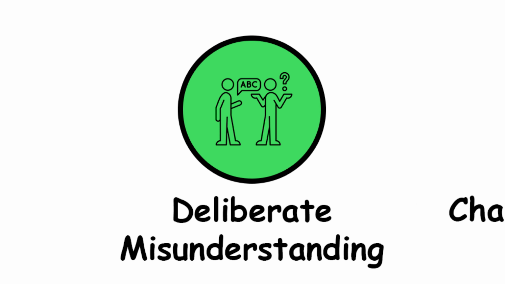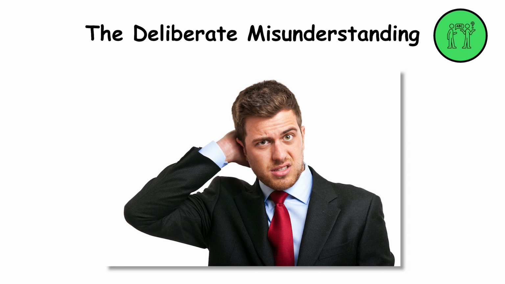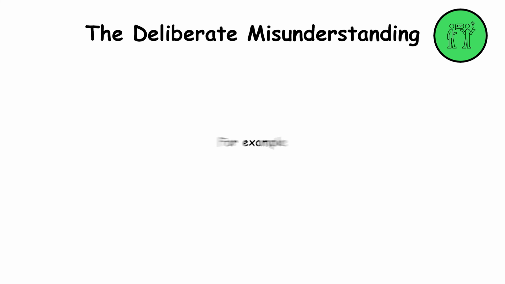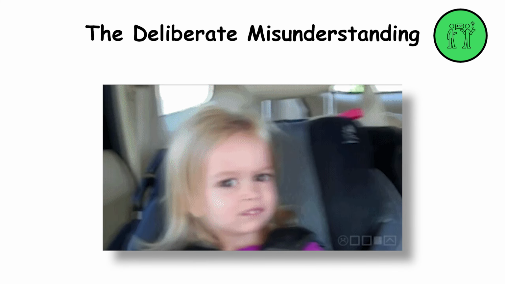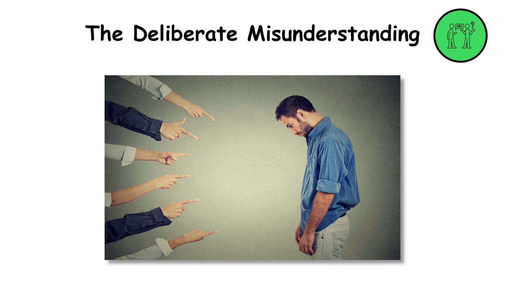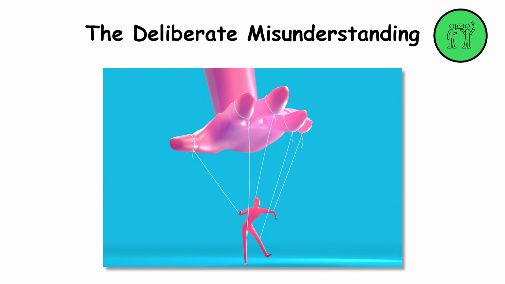The sixth technique is deliberate misunderstanding. The manipulator pretends not to understand what the victim is saying to make them feel incompetent and dependent on them. For example, the manipulator might intentionally distort the victim's words or pretend not to understand obvious things, forcing the victim to constantly explain and justify themselves. This lowers the victim's confidence and increases their dependence on the manipulator.